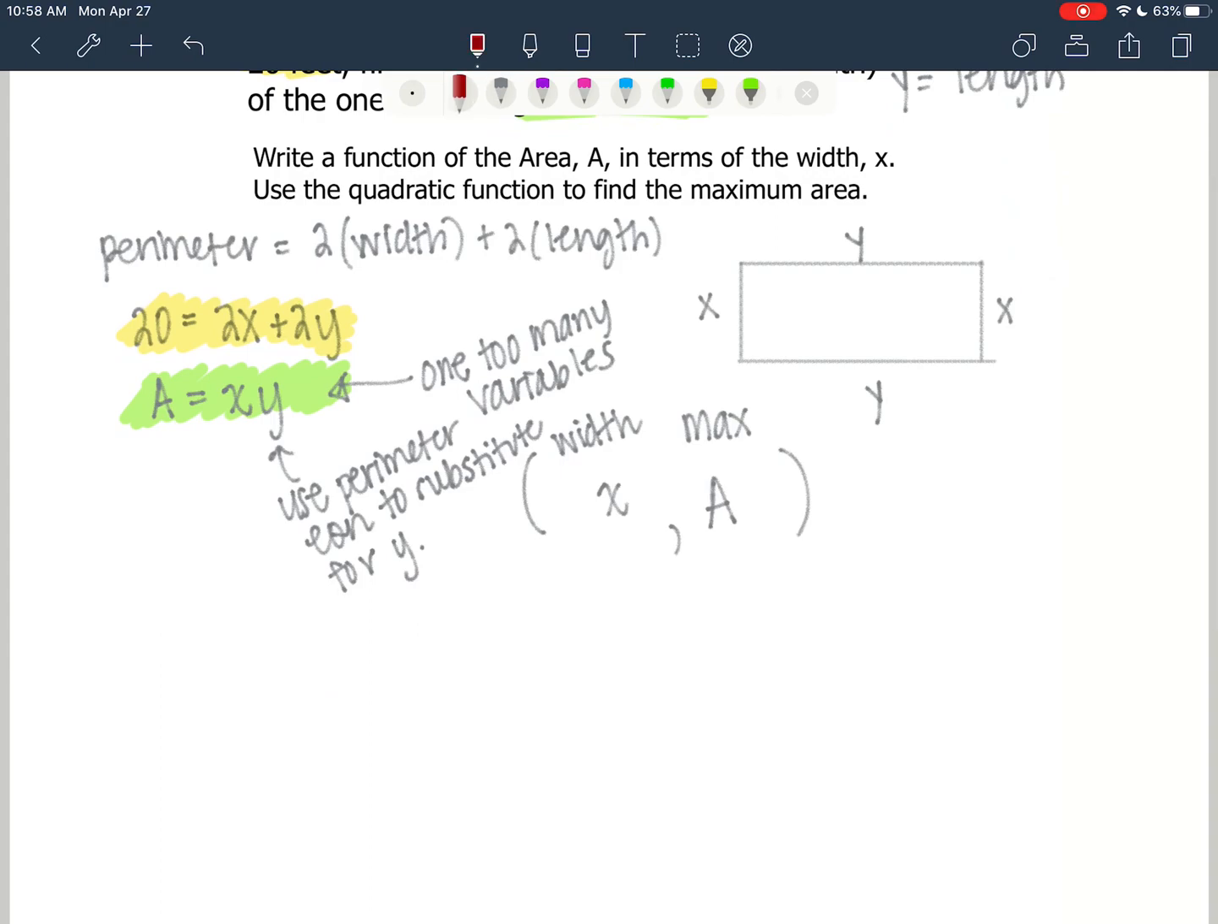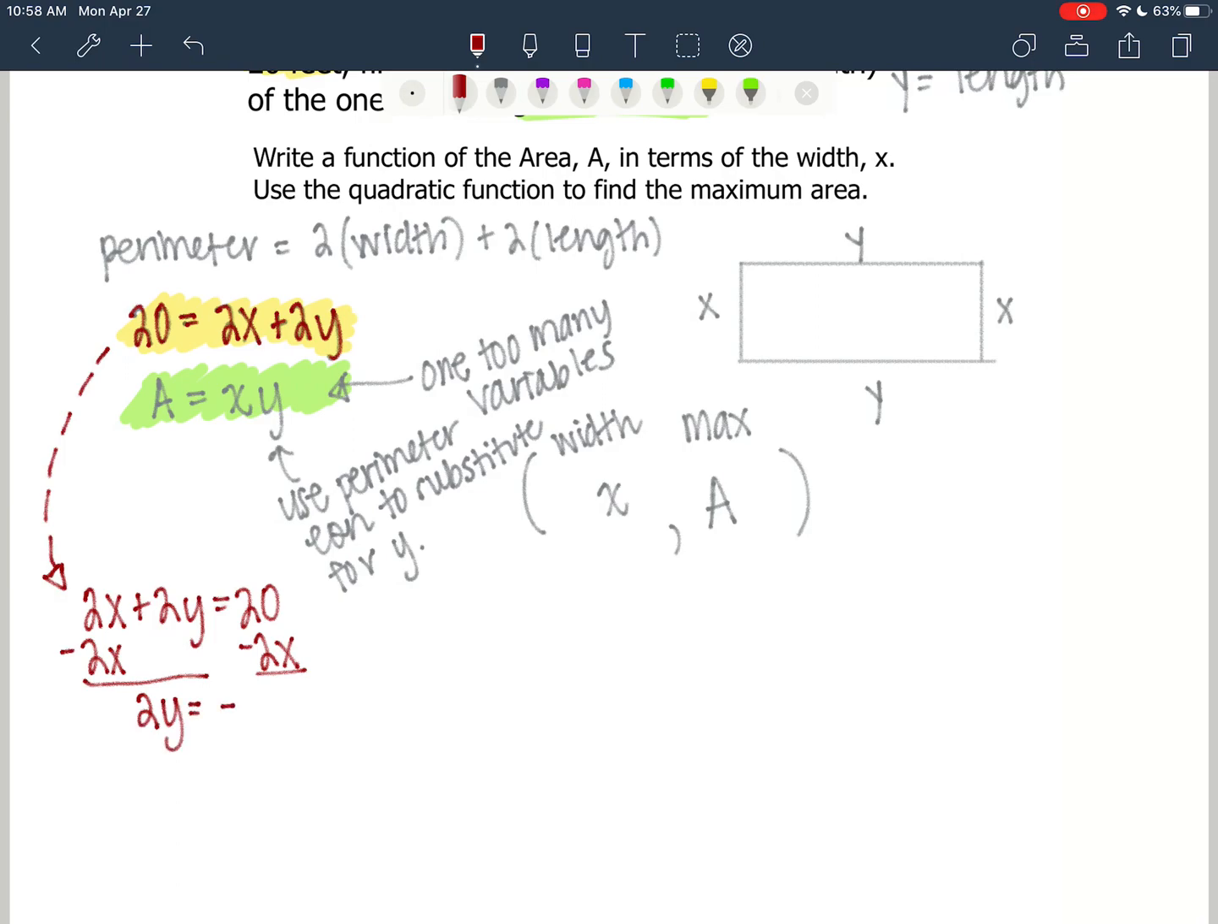So here's my perimeter equation. 20 equals 2x plus 2y. I'm going to come over here and rewrite it: 2x plus 2y equals 20. I want to solve for y. So I'm going to subtract 2x from both sides. That gives me 2y equals negative 2x plus 20. Then I'm going to divide each term by 2. That's the same thing as dividing both sides by 2. And I get negative x plus 10.